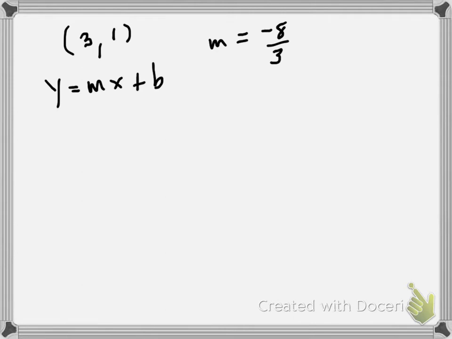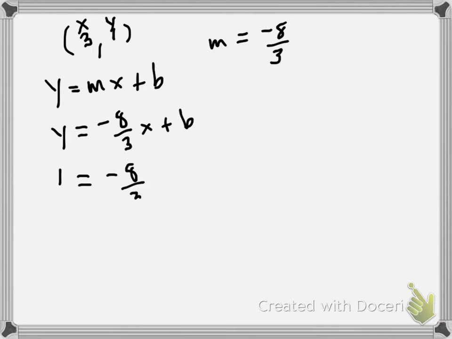But what I'm going to do first is I'm just going to plug my m into this equation, right into the m spot there. And then I'm going to take my point, which has an x and a y in it, and I'm going to plug them in for x and y in this same equation. And then I'll be able to solve for b.